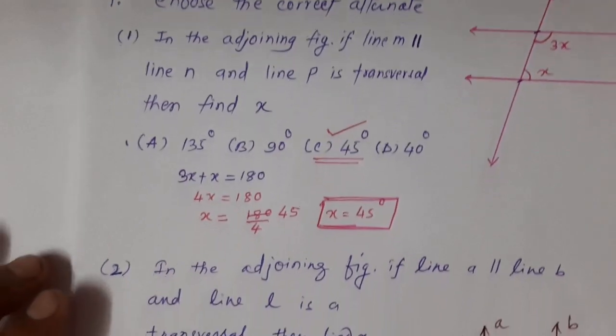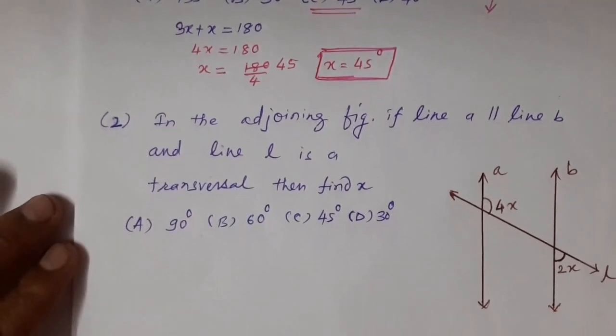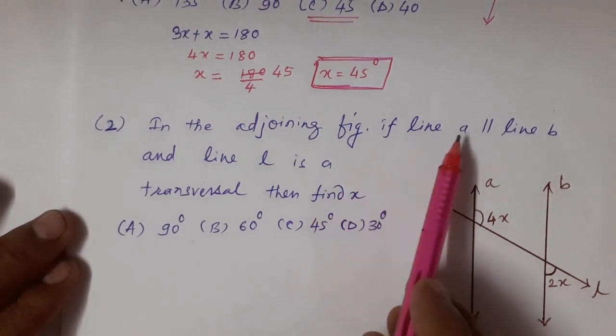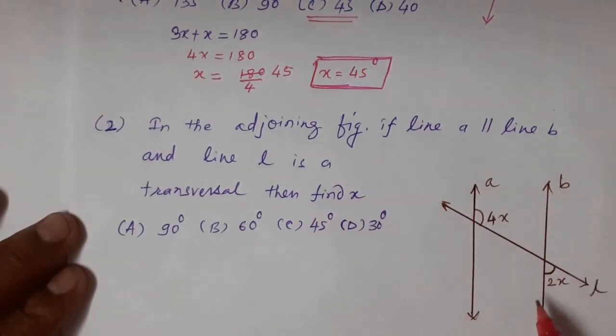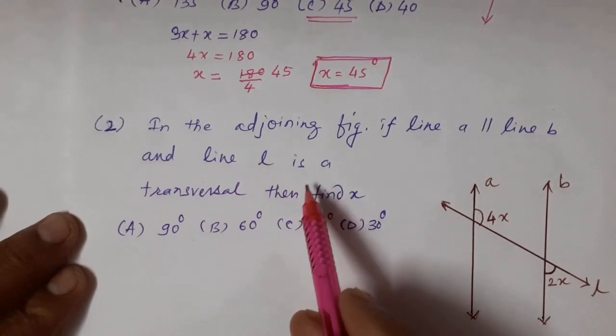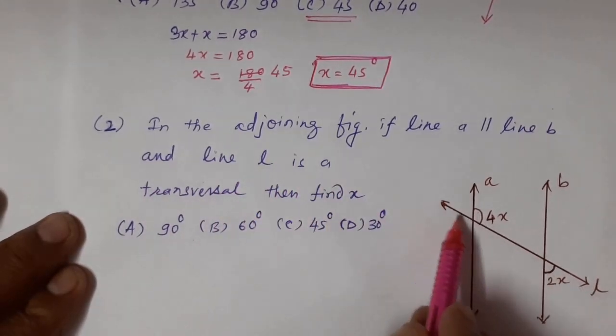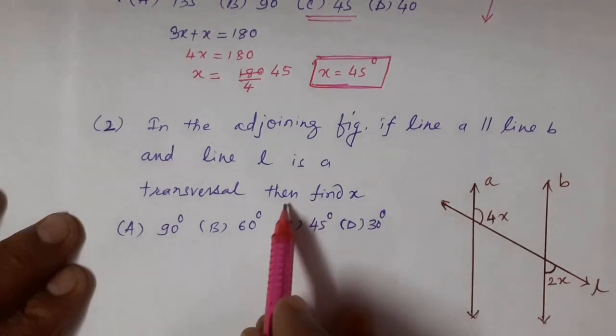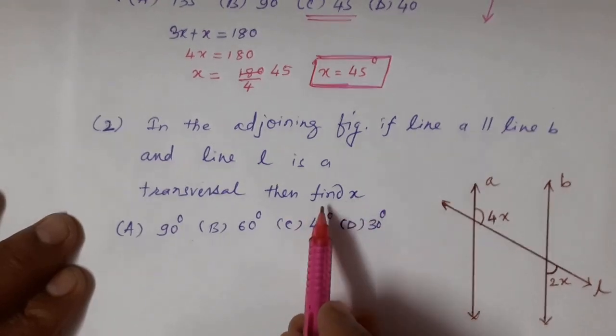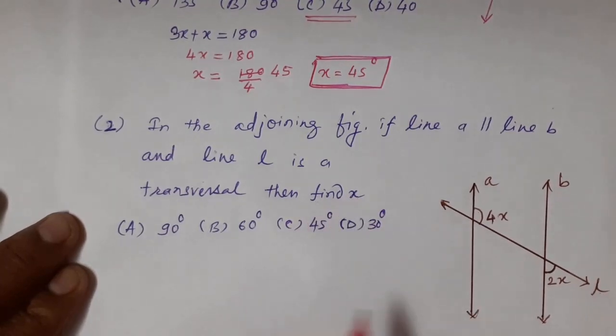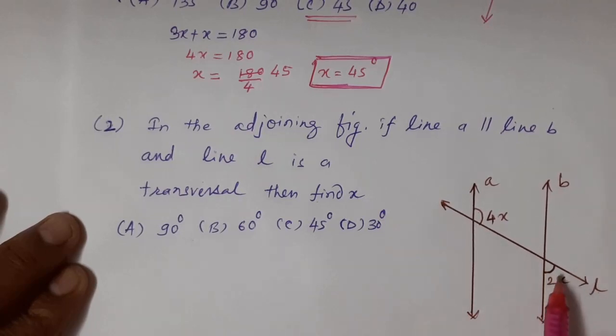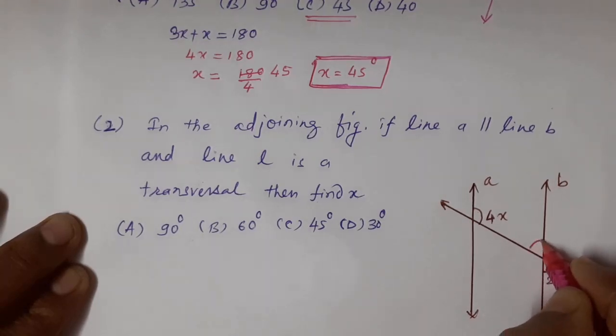Now the second example we have to see. In the adjoining figure, line a is parallel to line b and line l is a transversal. Then you have to find the value of x. As this is the transversal, this angle is 2x. What is the opposite angle of this 2x? Here it is the same, 2x, because opposite angles are equal.